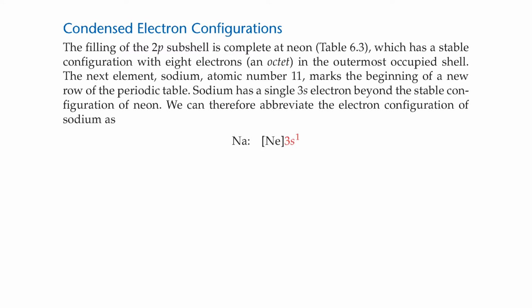Section 2. Condensed electron configurations. The filling of the 2p subshell is complete at neon, Table 6.3, which has a stable configuration with 8 electrons, an octet, in the outermost occupied shell. The next element, sodium, atomic number 11, marks the beginning of a new row of the periodic table. Sodium has a single 3s electron beyond the stable configuration of neon. We can therefore abbreviate the electron configuration of sodium as [Ne]3s1.